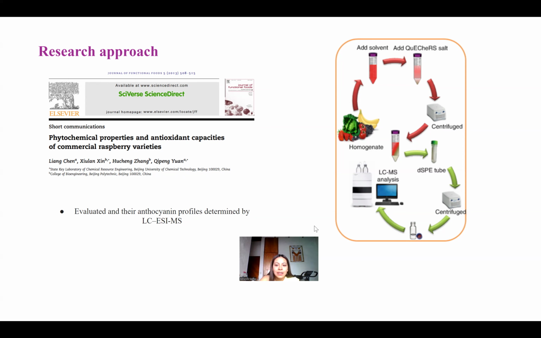The higher the phytochemical contents and the antioxidant activities of raspberry varieties, the more beneficial their consumption will be for health. And I think that is a good idea.